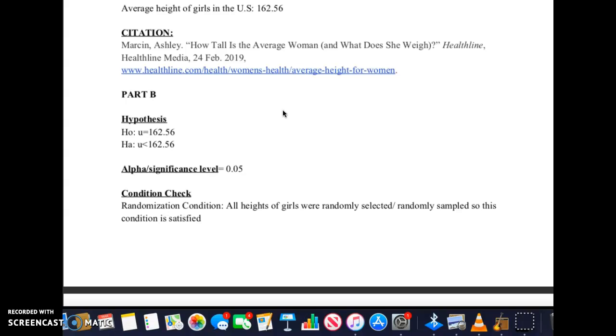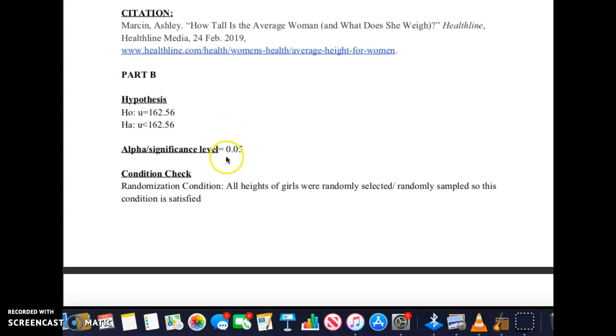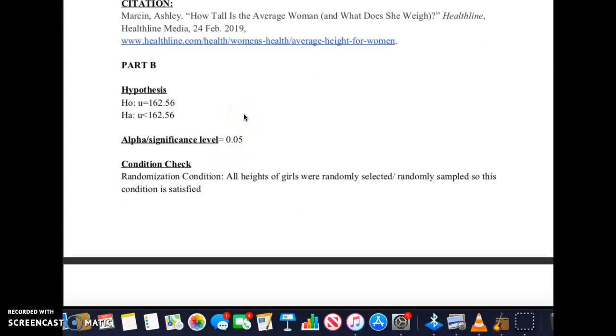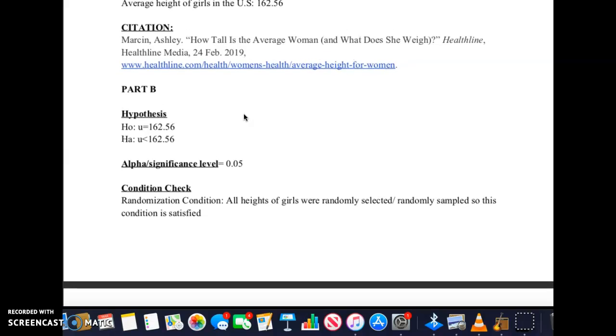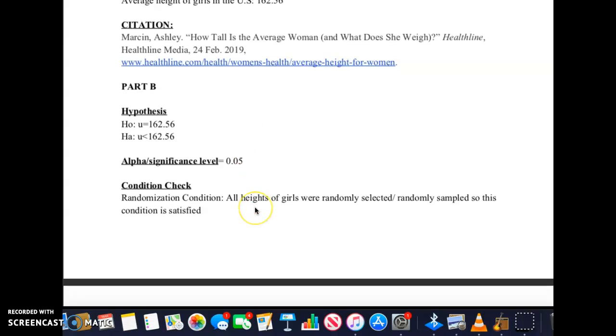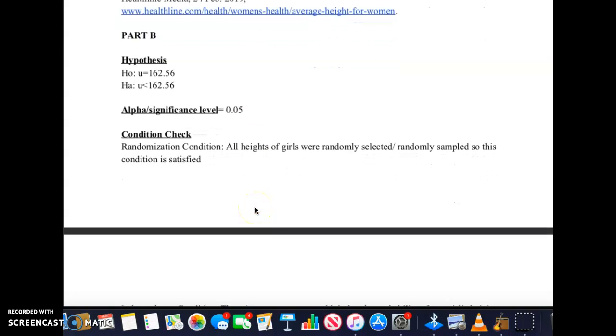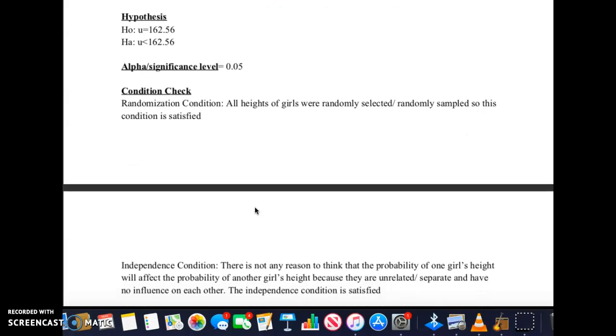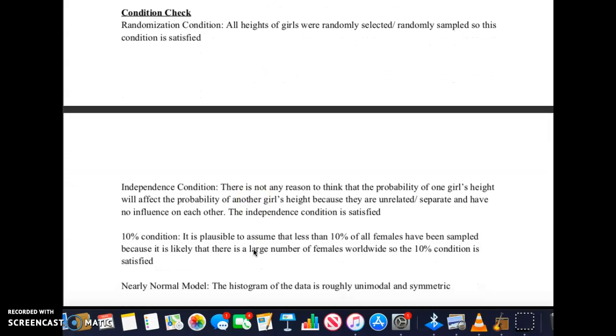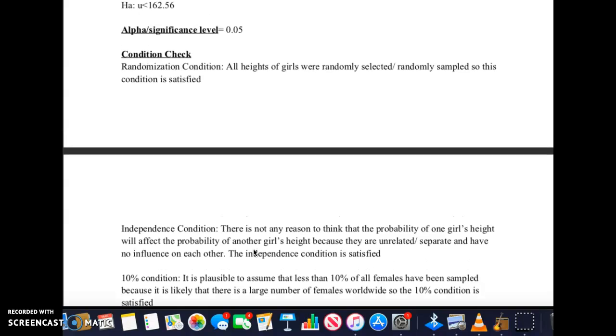For our hypotheses, our null hypothesis would be that our surveyed girls would be equivalent to the average height of US girls in the United States, and our alternative hypothesis would be that our surveyed girls' mean is actually less than the average height, which is again 162.56. Our alpha or significance level is 0.05.